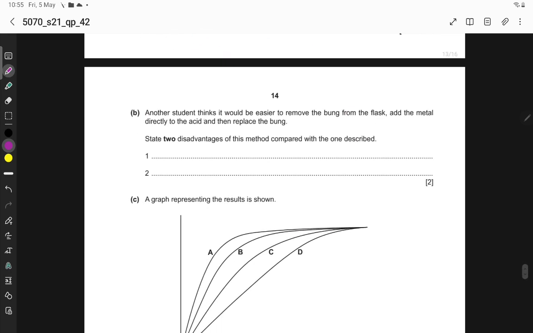Another student thinks it would be easier to remove the bung from the flask, add the metal directly to the acid and then replace the bung. State two disadvantages of this method compared with the one described. Hydrogen will escape, and the bung will displace gas into the measuring cylinder.